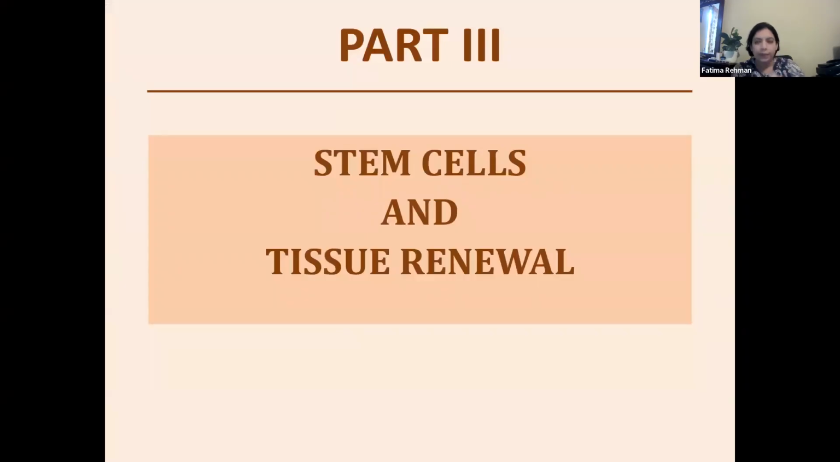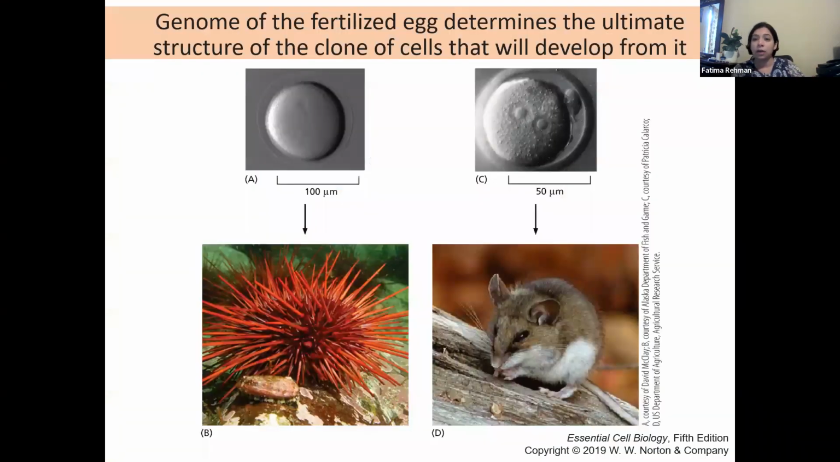Okay. So in the last part of this chapter, they talked about stem cells and tissue renewal, how those systems are continued and how those systems are maintained throughout our lifetime. At the end of the day, if you think about it, that one single fertilized cell is going to eventually create that entire organism full of all the different types of cells that you see, right?